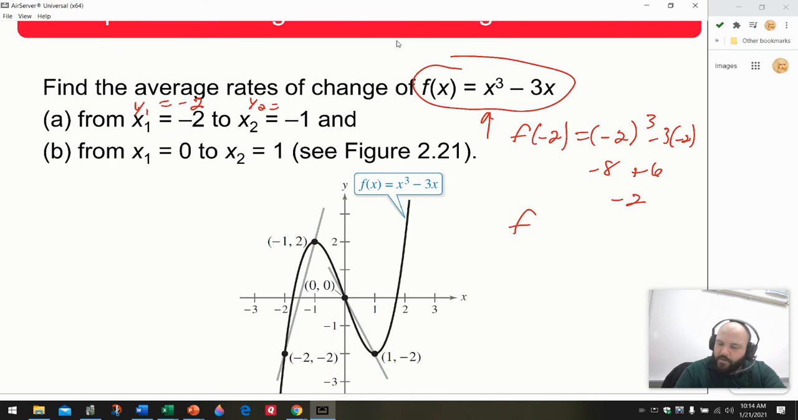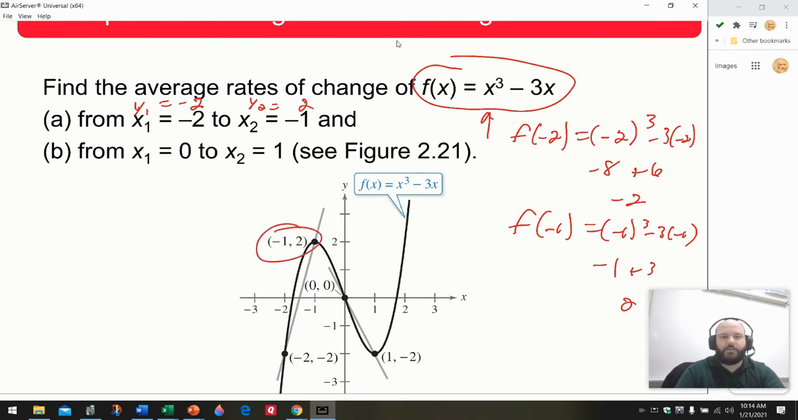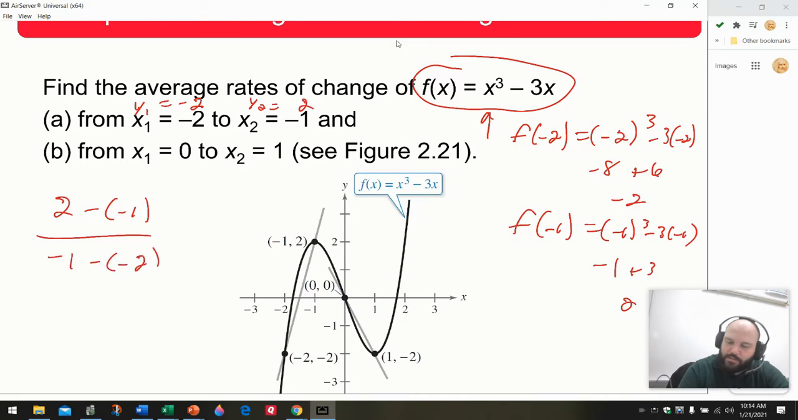The second ordered pair, I would need to plug negative 1 in, and that's negative 1 cubed minus 3 times negative 1. So that would be negative 1 plus 3, which is positive 2. So the answer for this one would be 2. You can see the ordered pairs right there. So negative 1, 2. Now that I have both my ordered pairs, I can simply do the y2 minus y1 over x2 minus x1. And that's going to be 3 over 1, which is 3.